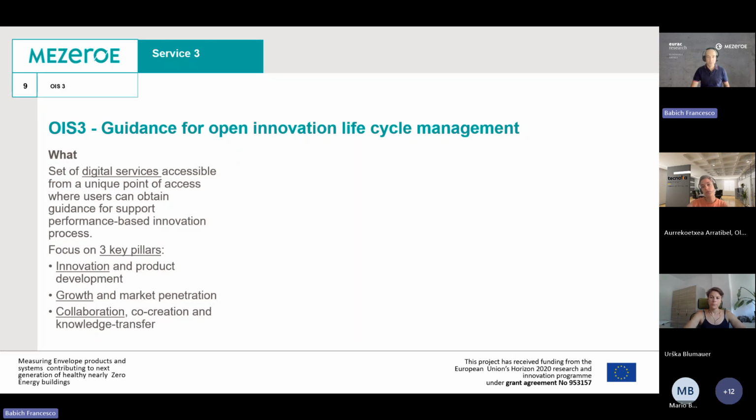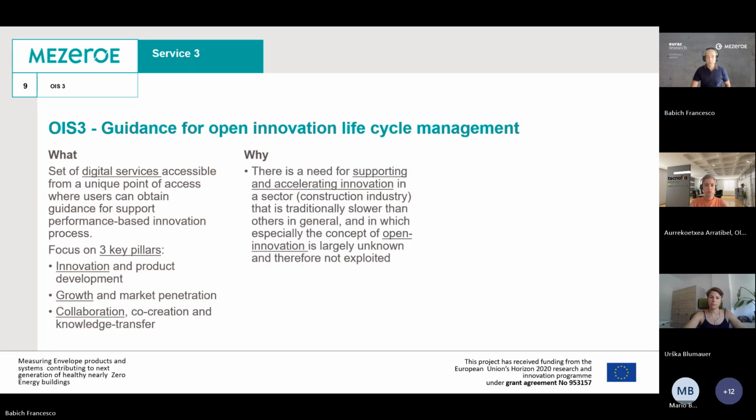The idea, in very short, is to boost open innovation, enable companies to make the best of what they have, or support them in looking for what they need and they don't have in-house. And why? Because there is a clear need to support and accelerate innovation in a sector which is traditionally a bit slower than others.